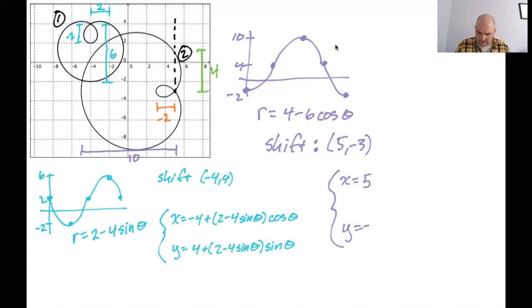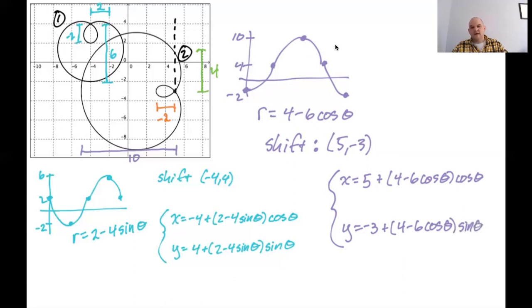All right, 5, -3 plus 4 minus 6 cosine theta, and then cosine theta, and then plus 4 minus 6 cosine theta sine theta. All right, and I think that is it. So I'm going to stop this here. I think we made it through these notes, and that's an awesome accomplishment. So good job, everybody who is still with me.